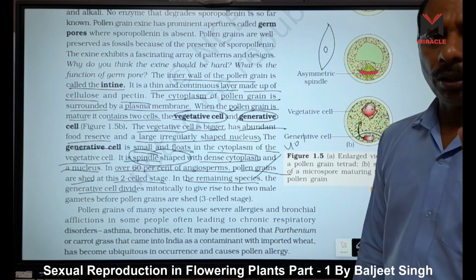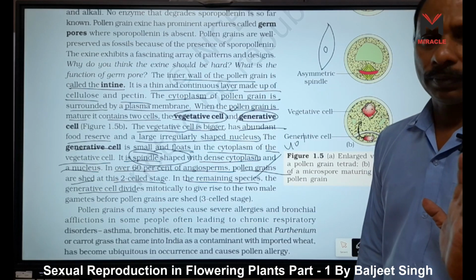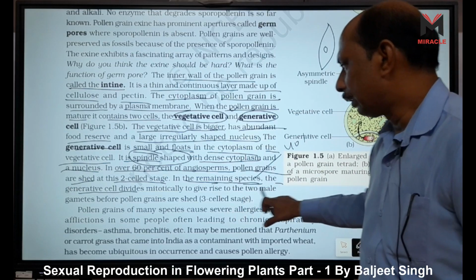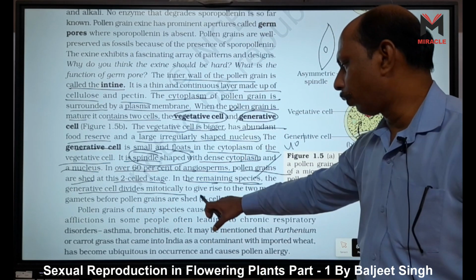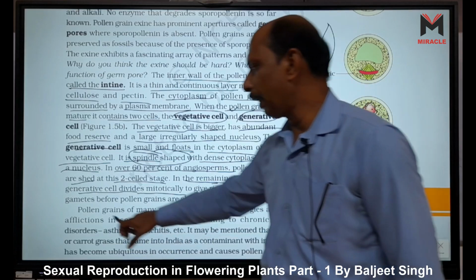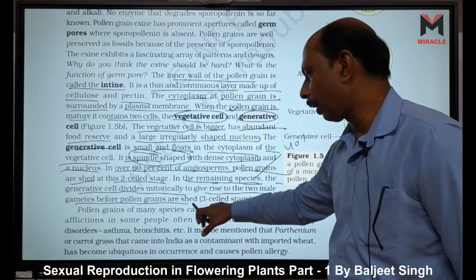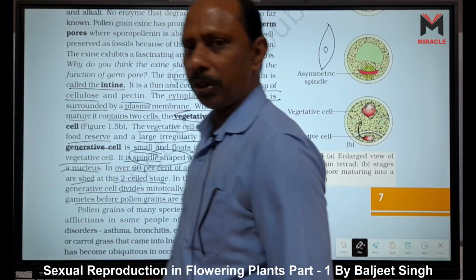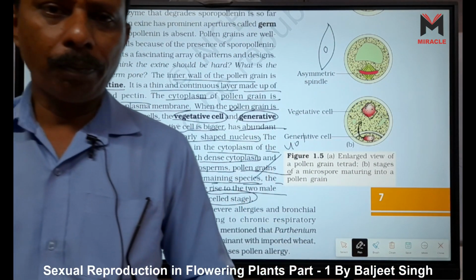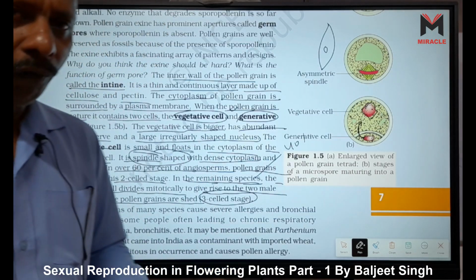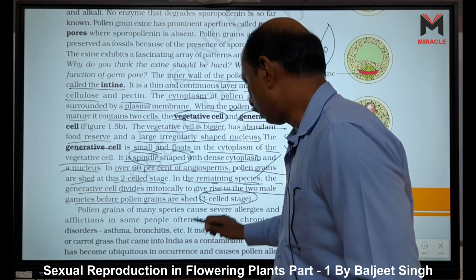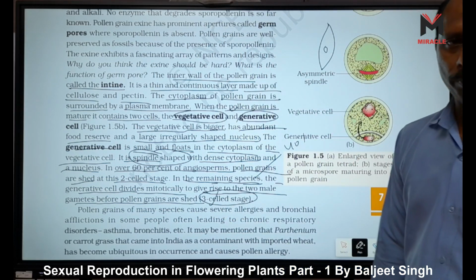Meiosis occurs only once in the life cycle. That is right. What happened? The generative cell divides mitotically to give rise to male gametes before pollen grains are shed, and this is called the three-celled stage. Do you understand? 60% of angiosperms shed pollen grains at the two-celled stage, and 40% of angiosperms shed pollen grains at the three-celled stage. That is important, right?